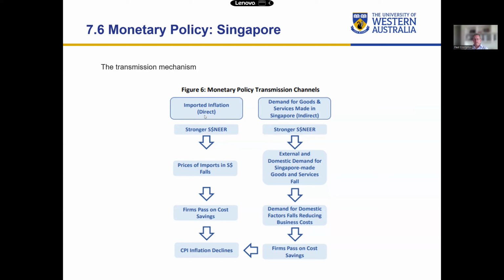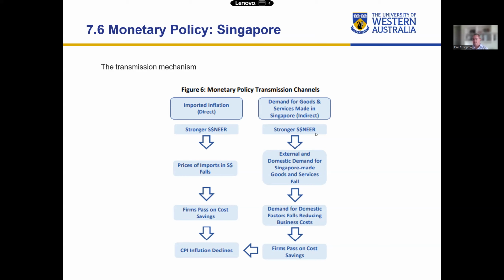So this first channel is a direct channel through imported inflation. If the Singaporean exchange rate increases, import prices fall. We know that. And as import prices fall, the prices of, say, food and water in Singapore, firms pass those cost savings on to customers, and that directly feeds through and lowers the inflation rate. Yep, we should understand that.